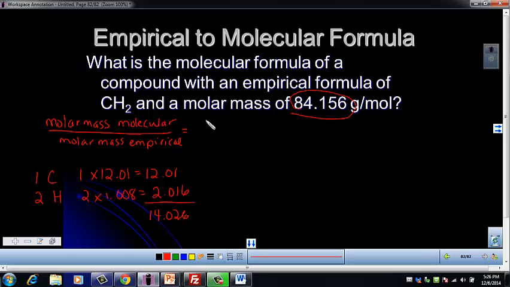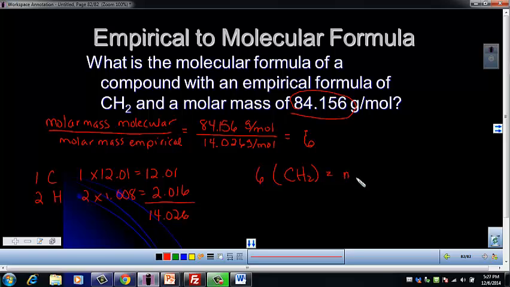So we're going to put our molar mass of our molecular formula, that number, on top: 84.156, and that's grams per mole. That's the number of grams in 1 mole. And we're going to divide by the one that we just calculated for our empirical formula, 14.026 grams per mole. And when you do that, that ratio gives you a whole number of 6. And so we know that 84.156 is 6 times 14.026. So 6 times this empirical formula of CH2 will give us the molecular formula.